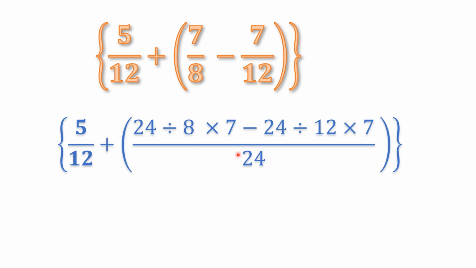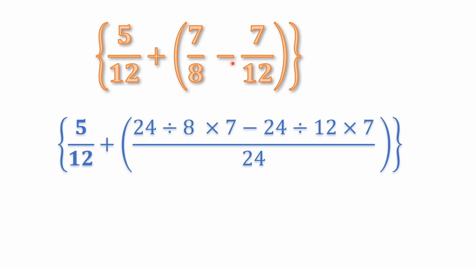How to find out that? We will just divide this common denominator by the first denominator. So 24 divided by 8. Whatever answer comes, that answer will be multiplied to this numerator. So 24 divided by 8 multiplied by 7. Same for the second case.